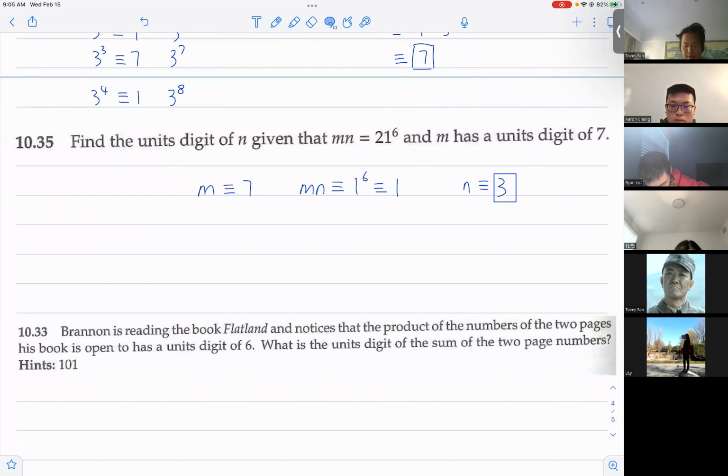Okay, good. Right? Okay, so the unit digit of m is 7, and the product of m and n has a unit digit of 1. So that means 7 times a number must have a unit digit of 1. So that means the other number must have a unit digit of 3. Only 3 times 7 gives you a 1.